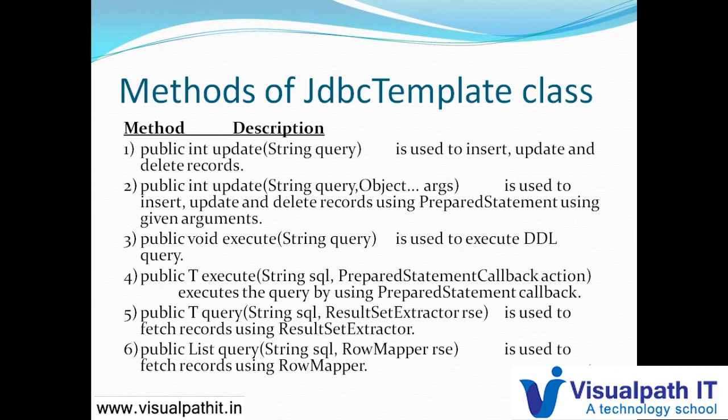Then we also have public void execute. Execute is for a data definition language query. So here, public void execute(String query). Next is public T execute with a PreparedStatementCallback action along with the SQL. Next is ResultSetExtractor as an argument. Lastly, it is the RowMapper.